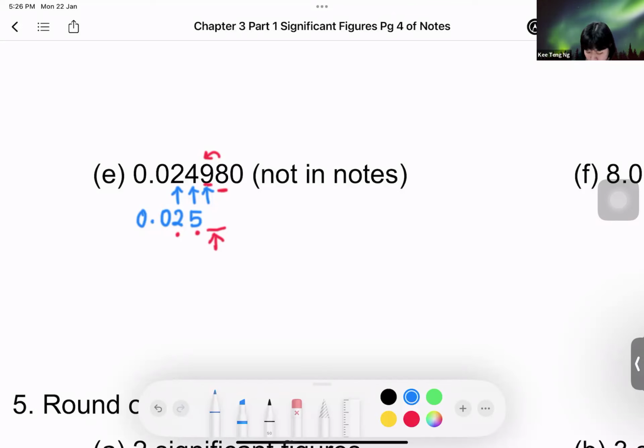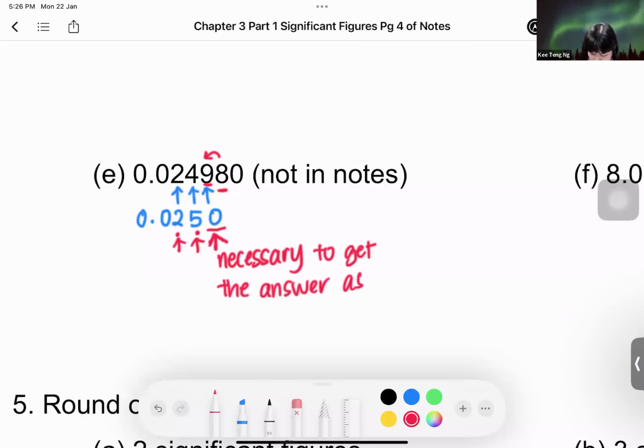Now this number will be 0. So this 0 over here is necessary. Why? Because I need to meet 1, 2, 3 sig figs. Okay, necessary to get the answer as 3 significant figures. So my final answer is 0.0250. Have you gotten the concept?